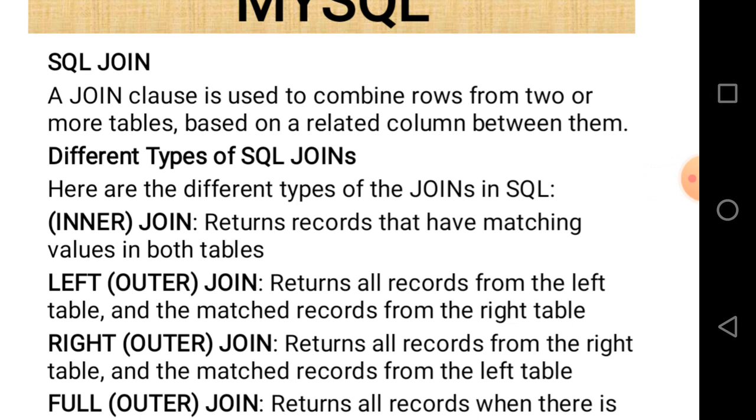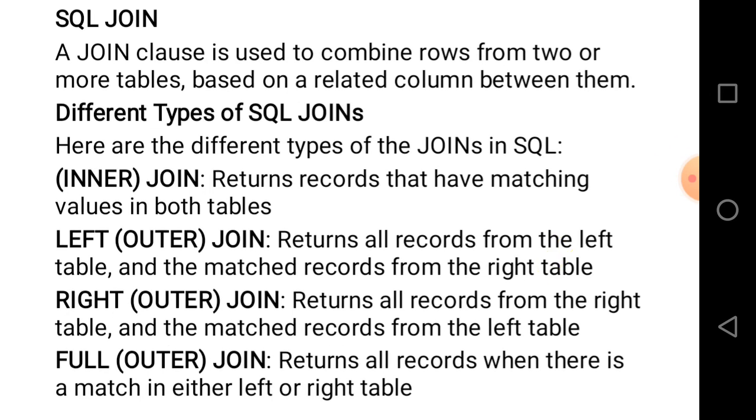And the different types of SQL joins are inner join, left outer join, right outer join, and full outer join. Basically, we can say that these are categorized into two basic categories: inner join and outer join. And outer join is again categorized into three different categories: left outer join, right outer join, and full outer join. So let us take them one by one.